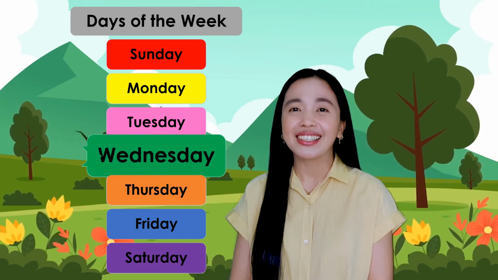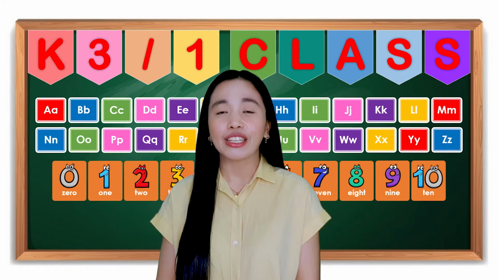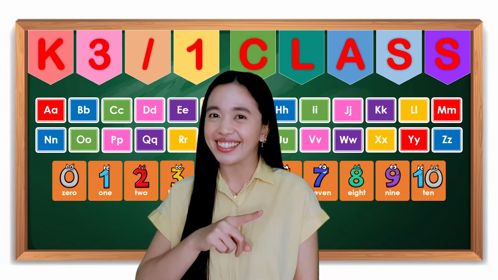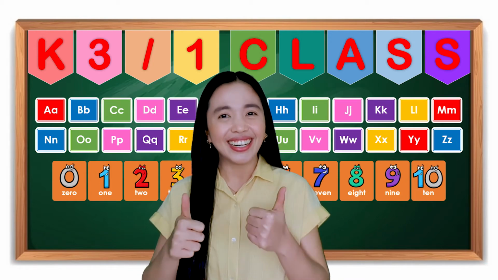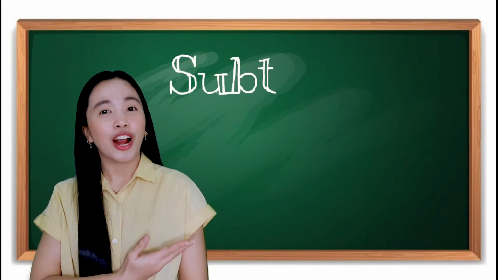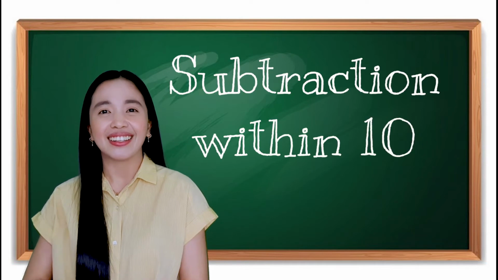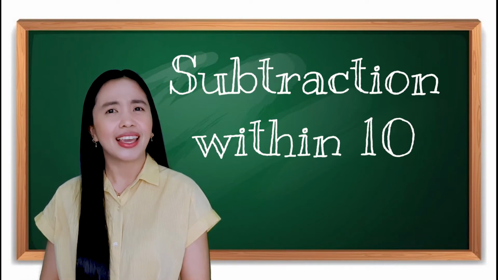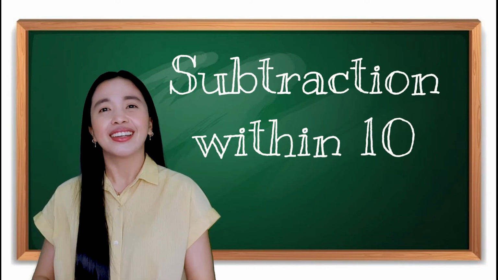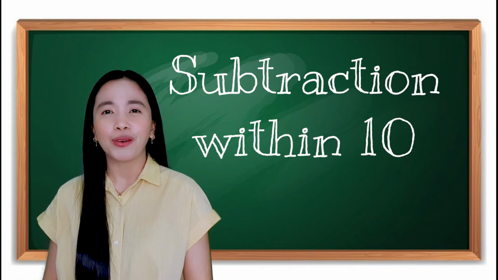Today is Wednesday. So K3, our lesson for today is subtraction by crossing out. Are you ready for today, kids? Good! Subtraction within 10. Subtraction means taking away. Today, I will show you how to subtract by crossing out.